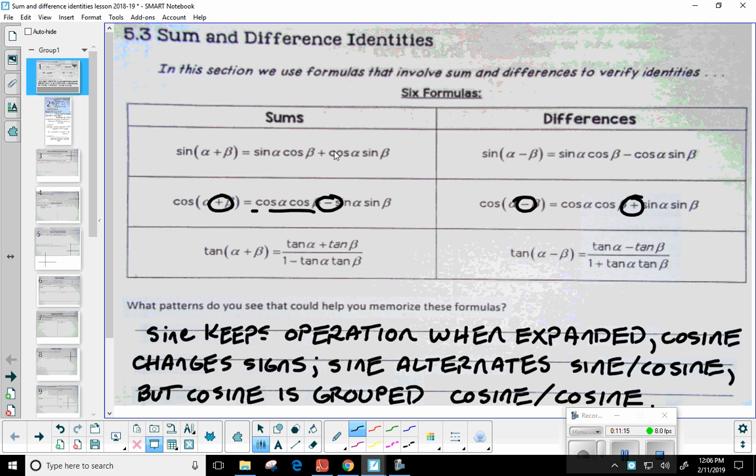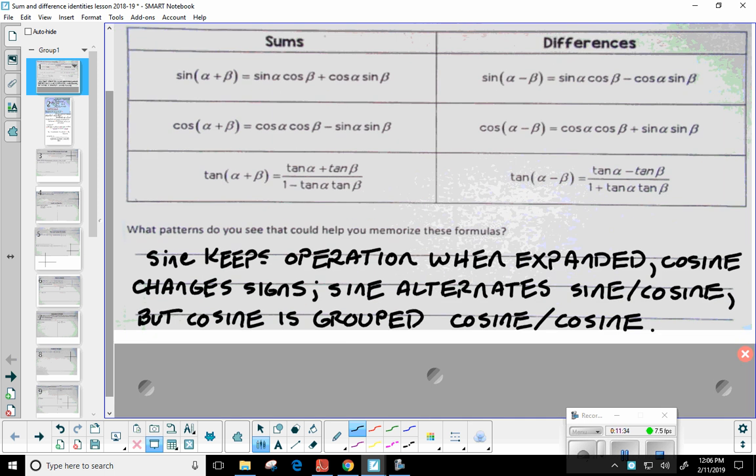And the more we work with these, it's going to be easier for you to expand and condense these. Does anybody want me to give you just an example right off to help solidify this a little bit? You do want me to? Okay. So let's say sine, and let's say that alpha is equal to 20 degrees, and let's say that beta is equal to 30 degrees.